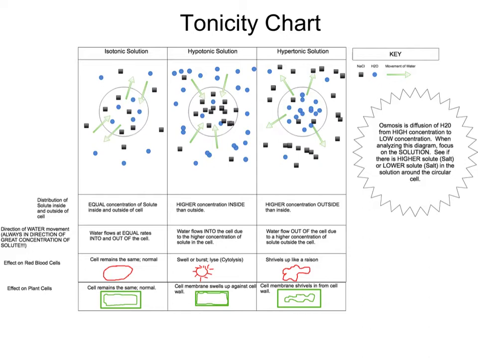The cell wall, which is made of cellulose, maintains the plant cell structure, so although the cytoplasm and the cell membrane are going to shrivel, the cell wall will stay structured. Although it expands in hypotonic, it's not going to burst, and here it stays the same. So again, this is an important chart to understand.